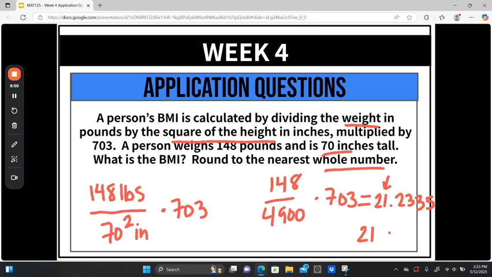And this is the BMI, which is going to be pounds per inch. But this is also the BMI, so you could just label it as BMI. Oh, sorry, pounds per square inch.